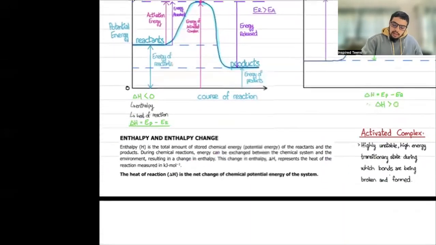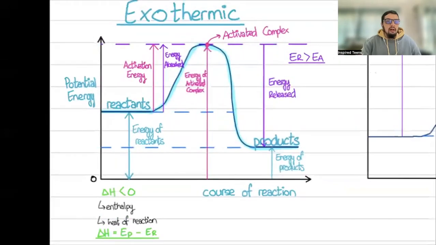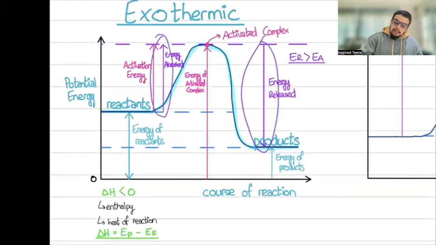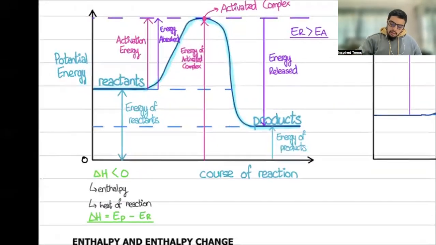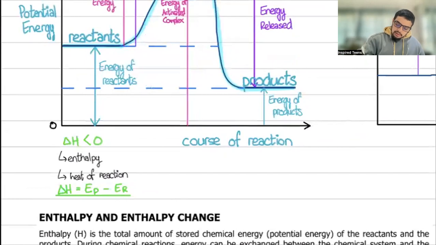So this is clearly a graph for an exothermic reaction, because we can clearly see that the energy released is more than that is absorbed. So, okay, that tells us it's an exothermic graph. And the last and final thing that we're going to discuss is this enthalpy, delta H.